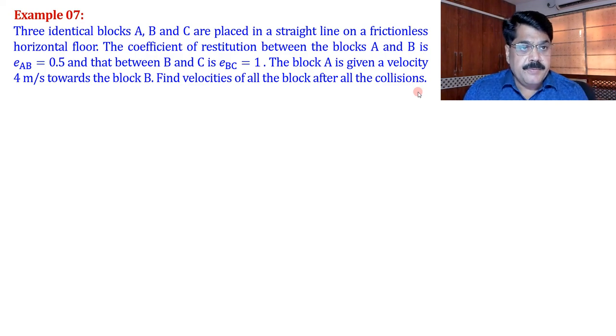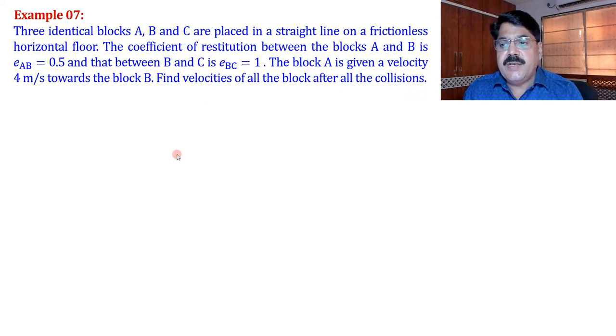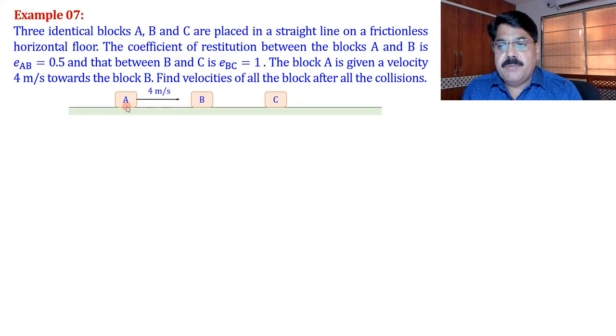So here there may be several collisions between different bodies. What is recommended in such problems? Try to deduce a general expression for the outcome of any collision between any pair of two bodies, and in repeated collisions use that general expression. So let us see how we proceed. The situation is given: block A, block B, block C. They are identical in mass, just to simplify the calculation. Block A is given an initial velocity of 4 meters per second. The restitution coefficient for A and B is 0.5 and for B and C is 1.